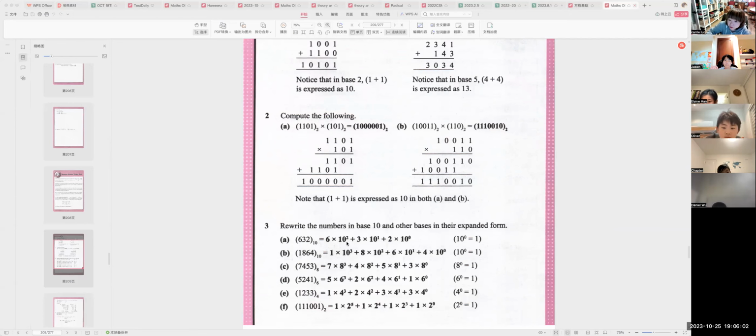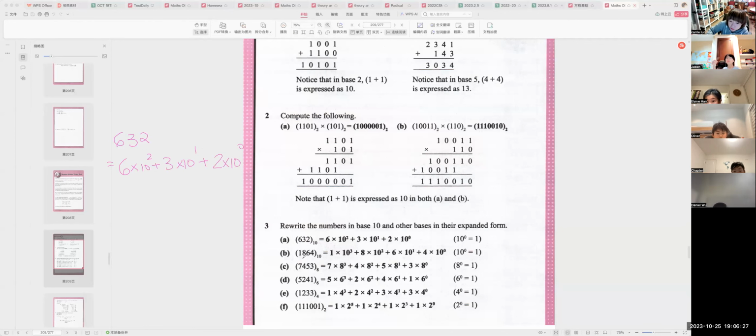Into a binary number. Okay, so rewrite the number in base 10 and other bases in their expanded form. Let's take a look at this one. We have 632, right? So 632 equals what? Equals 6 times 10 squared plus 3 times 10 power 1 plus 2 times 10 power 0, correct?